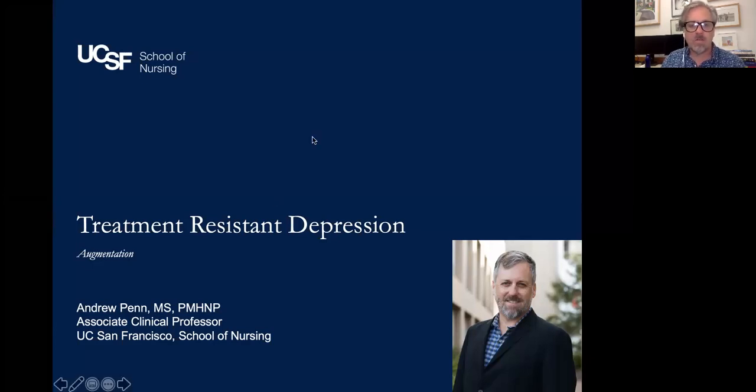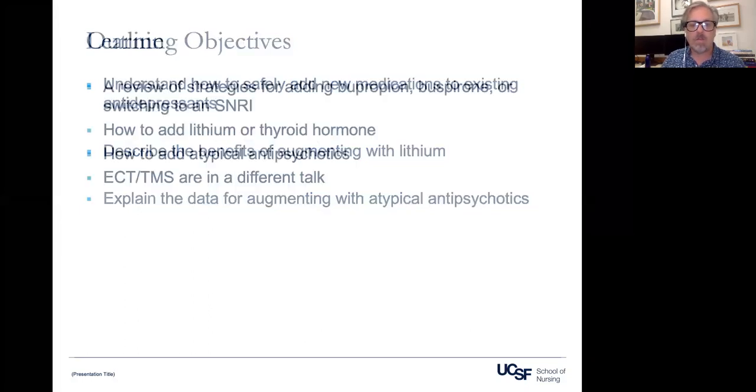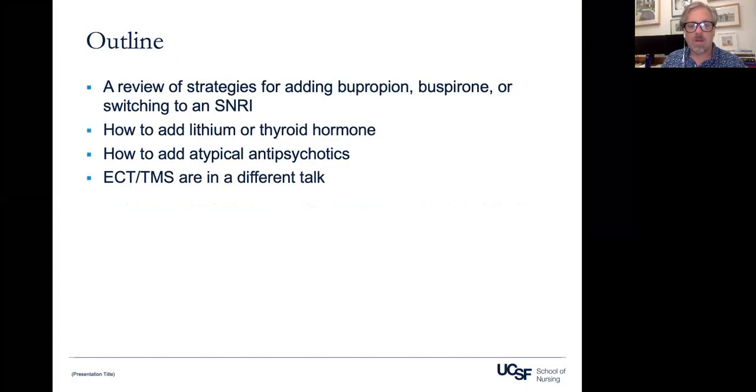Now, augmentation, of course, is the addition of new medications to the existing medications. So when somebody's had a partial response to an antidepressant, but they still have significant depression symptoms, how do we add medications to their existing medications safely to increase their antidepressant response? And we're going to talk about a couple specific agents, particularly lithium and thyroid hormone, atypical antipsychotics.